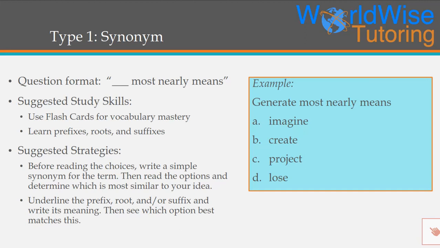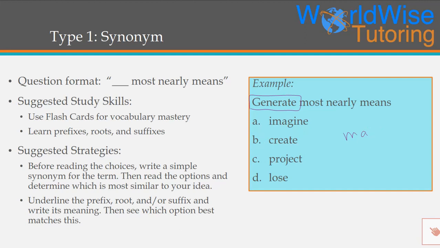First, before reading the answer choices, write a simple synonym for the term. For instance, this term, generate, if I was going to write a simple synonym for it, I might write make. Now I'm going to read the options and determine which is most similar to my idea. Looking through each of the choices, I see that create is the most similar to make.